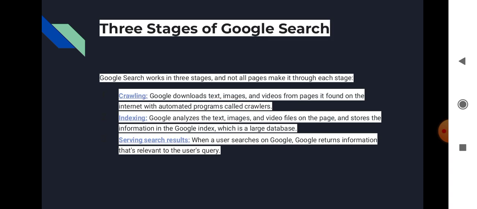Let's now understand about the three stages of Google search. Google search works in three stages and not all pages make it through each stage. The first stage is crawling. Google downloads text, images and videos from pages it found on the internet with automated programs called crawlers. The second stage is indexing. Google analyzes the text, images, and video files on the page and stores the information in the Google Index, which is a large database. And finally, the third stage is serving search results, where a user searches on Google, Google returns information that's relevant to the user's query.